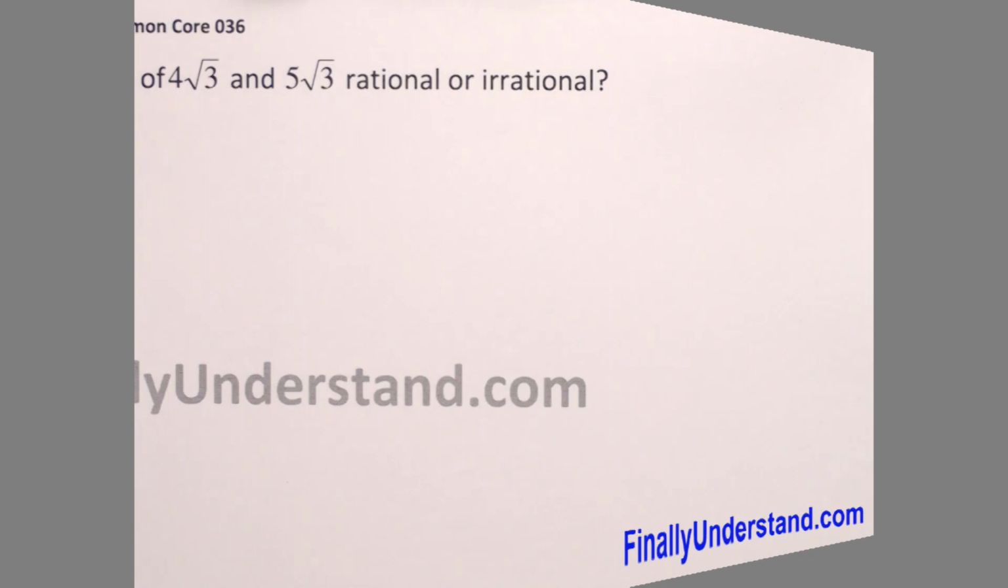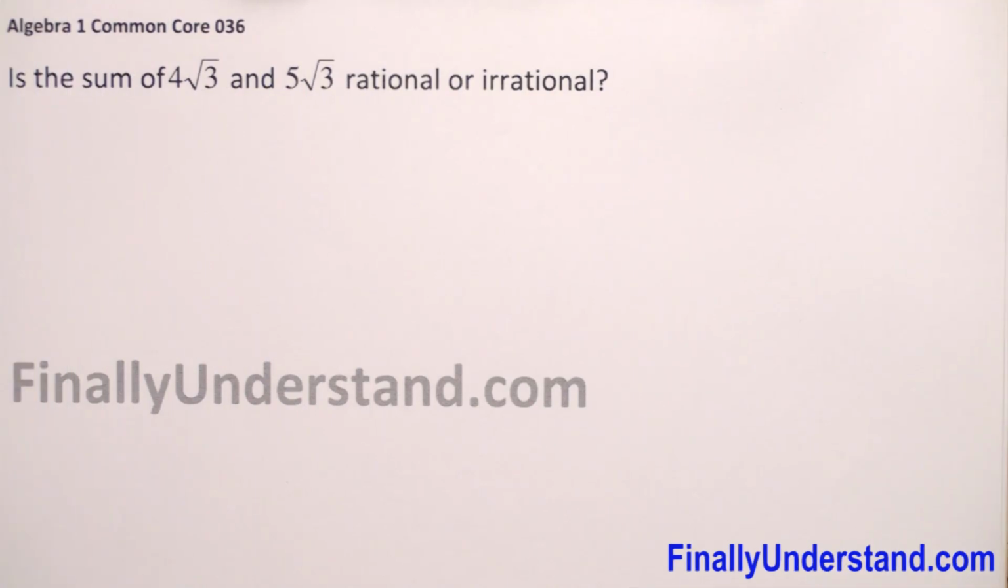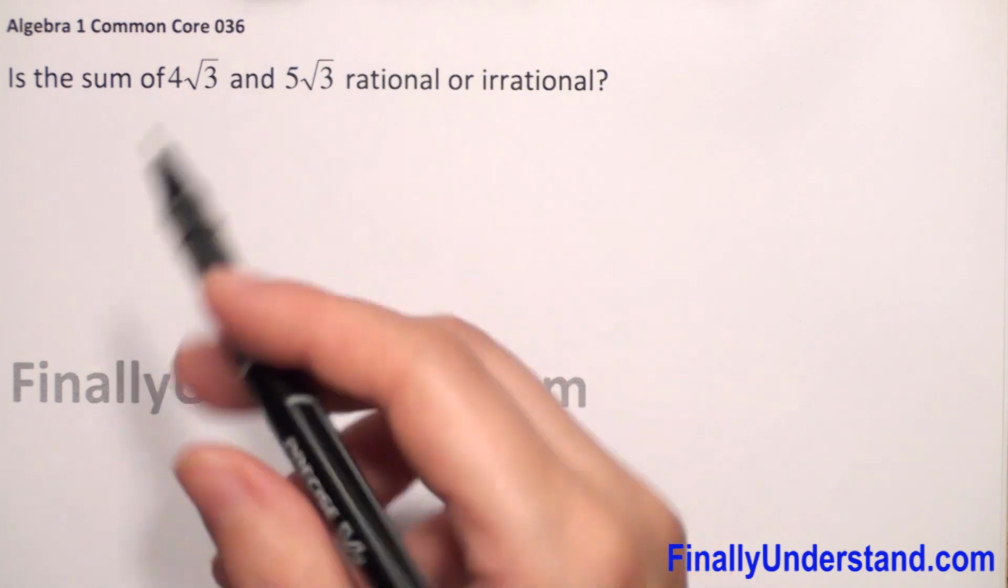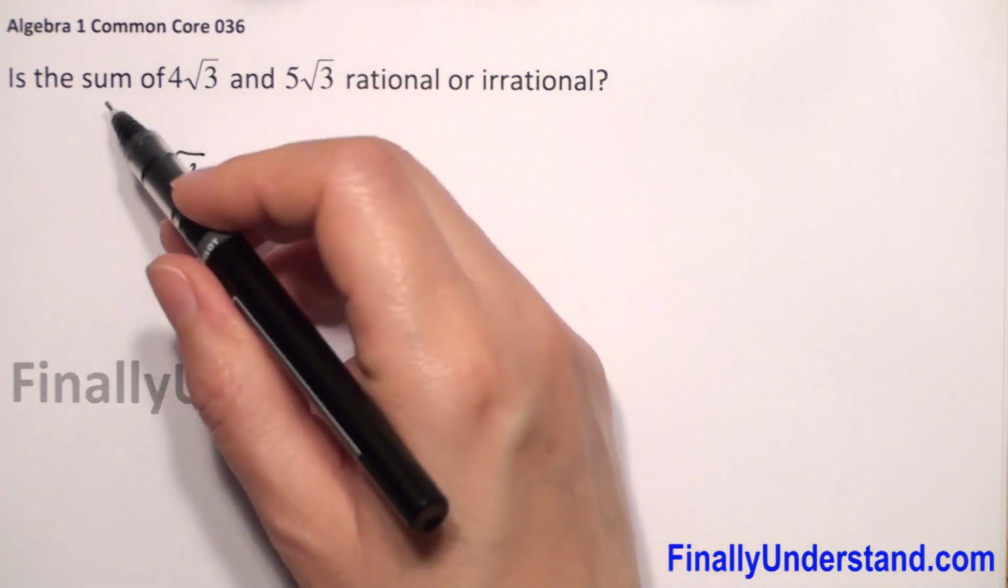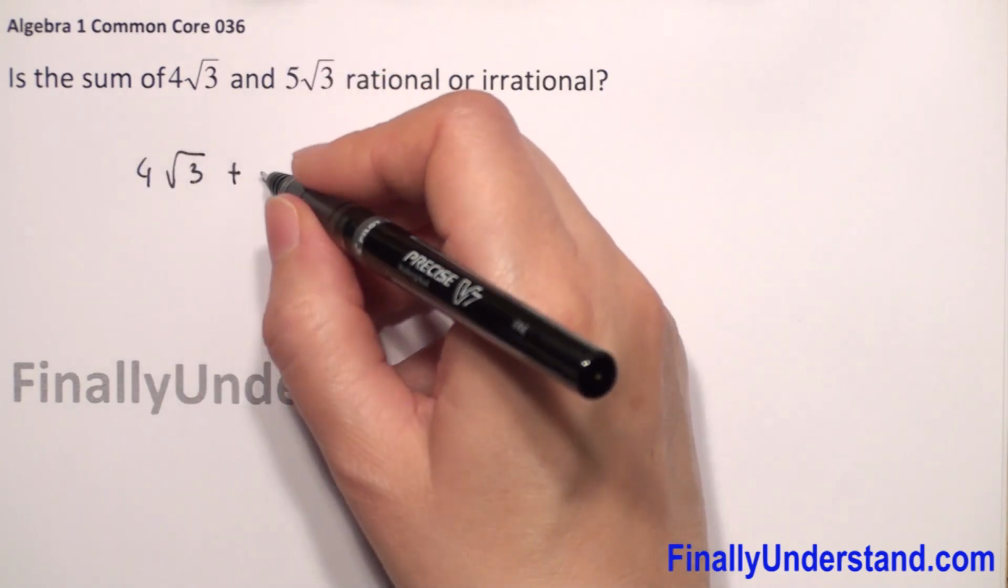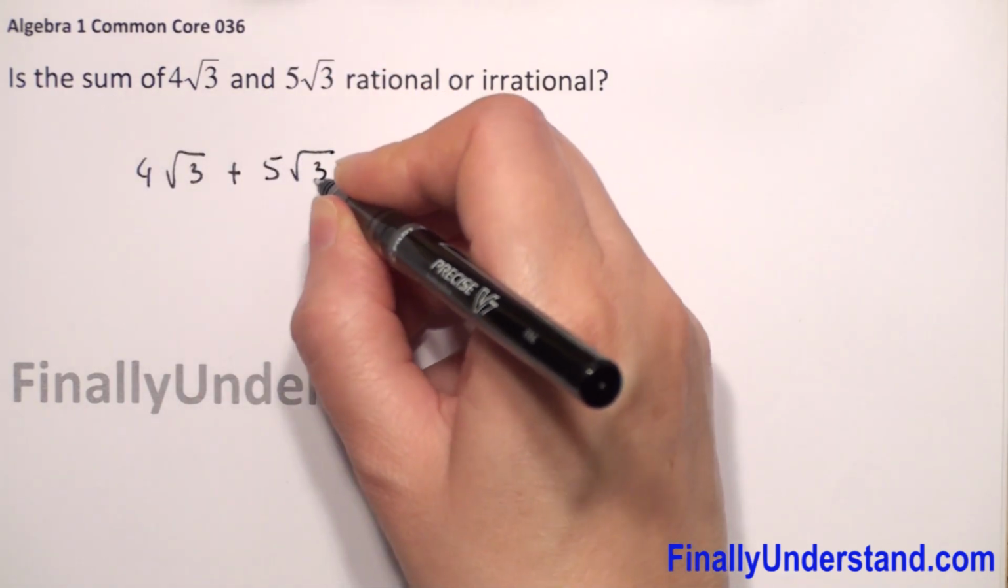Is the sum of 4 square roots of 3 and 5 square roots of 3 rational or irrational? So first we have to find the sum of these two numbers. We have 4 square roots of 3 plus, because we have to find the sum, 5 square roots of 3.